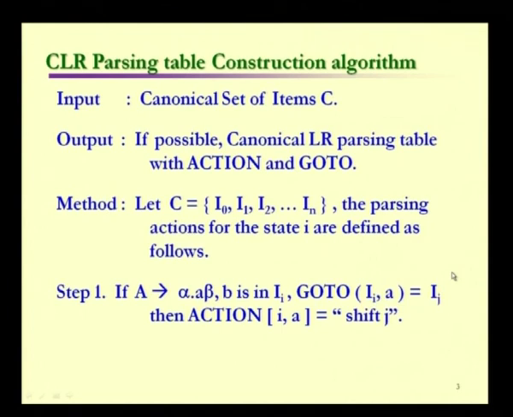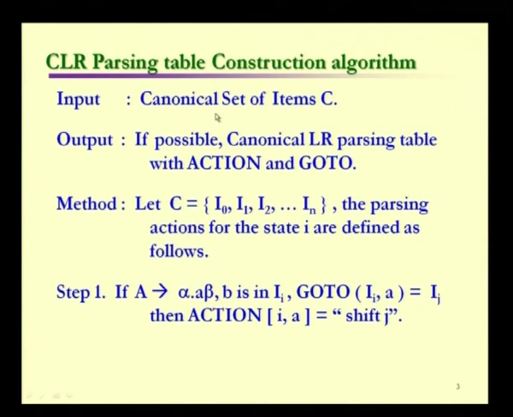And just because there is a change in the input, SLR uses canonical LR(0) items, whereas the canonical LR parser, that is the CLR, uses LR(1) items. Because the input is different, we have some modifications in the parsing table construction algorithm. So, here is the algorithm.